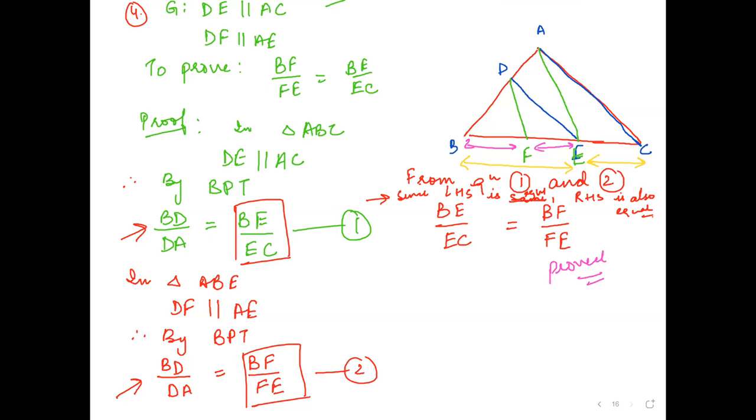Ma'am, it should be opposite, right? BE upon EC, it doesn't matter. It's an equation. Left hand side is equal to right hand side, that means right hand side is equal to left hand side. You can write it, no problem, but it means the same thing. Done. Okay. Now question number 5.